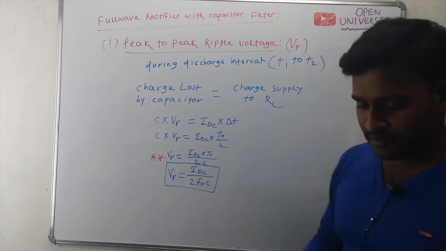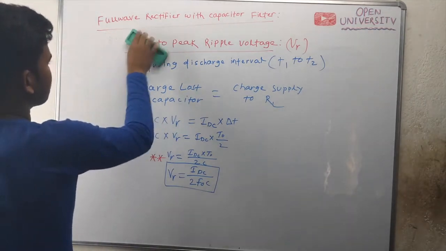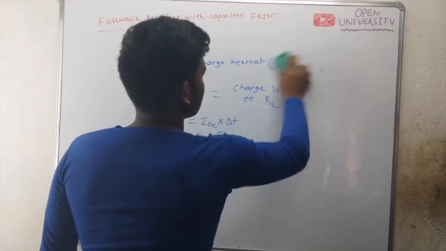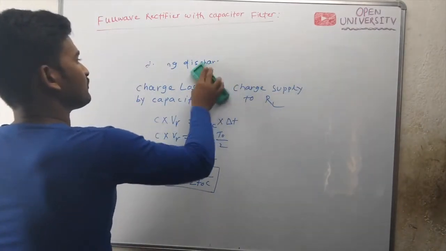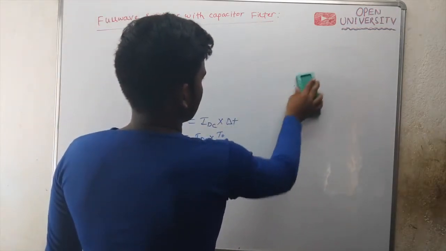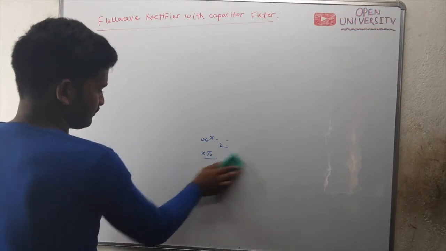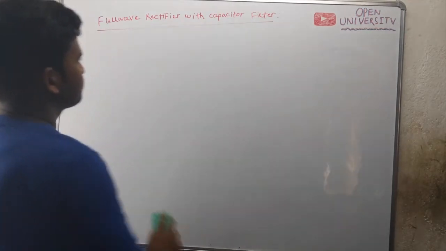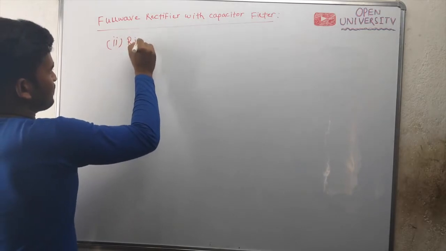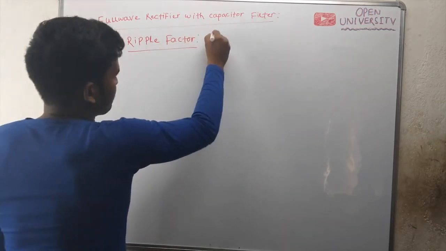Next, give the heading second derivation, that is ripple factor, small r.